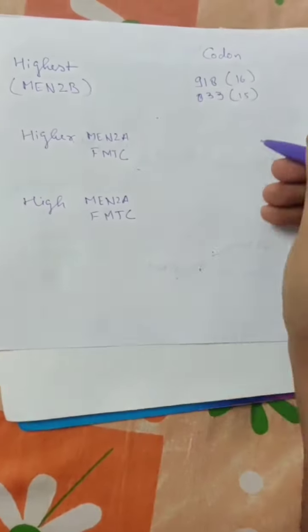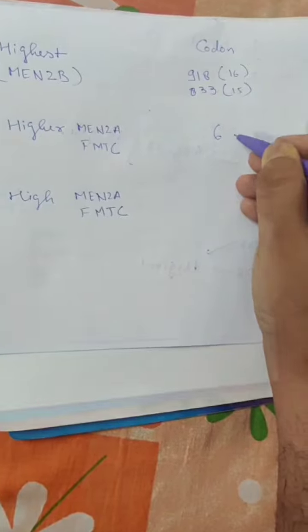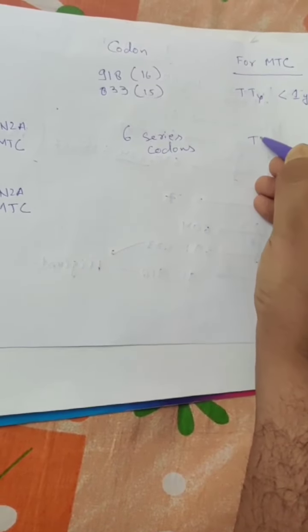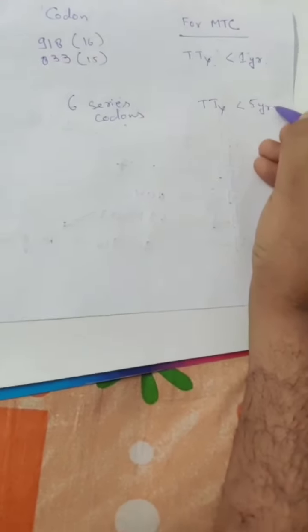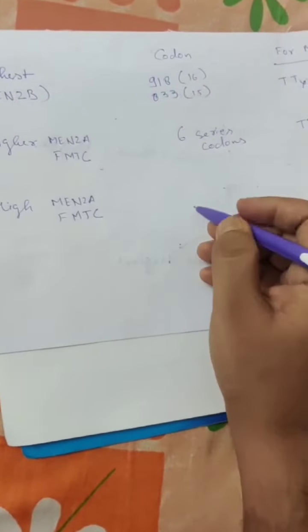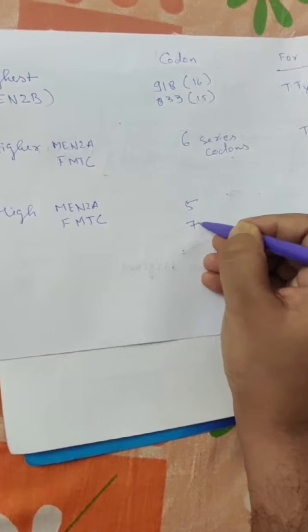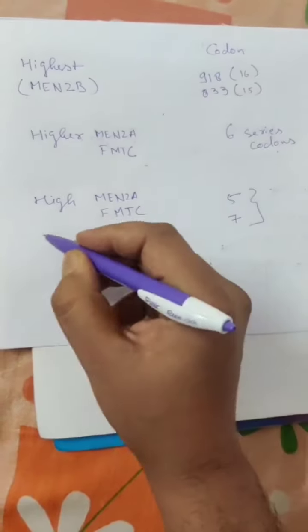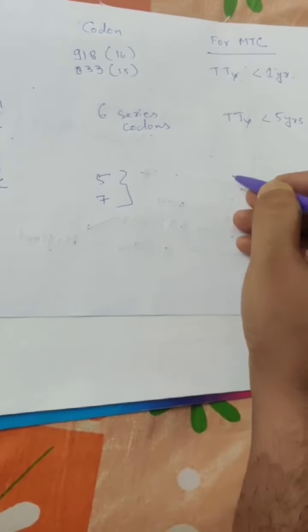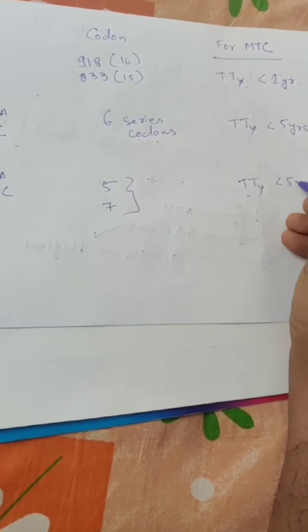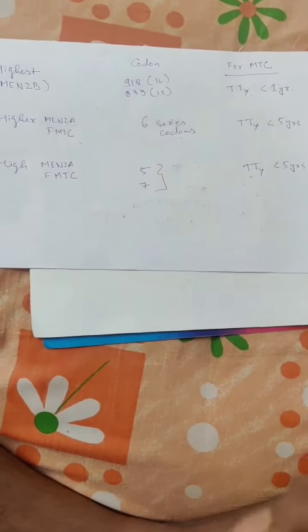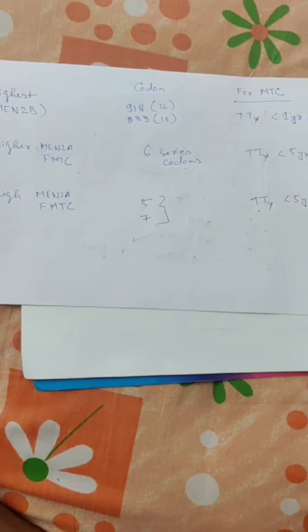Then higher risk includes all 6 series codons, and in this, total thyroidectomy is done before 5 years of age. Similarly, 5 series and 7 series codons come under the high risk group, and for them again total thyroidectomy before 5 years of age. So this is the advantage of knowing these mutations.